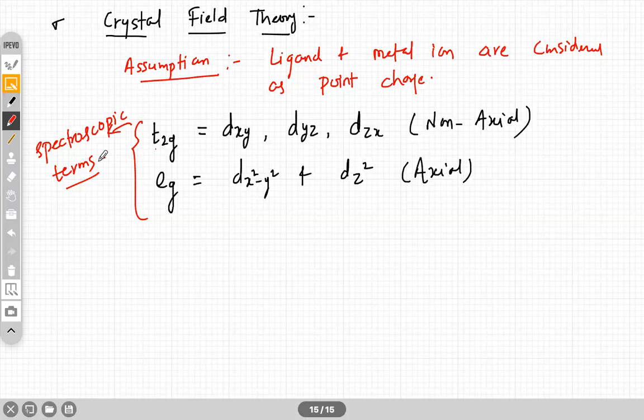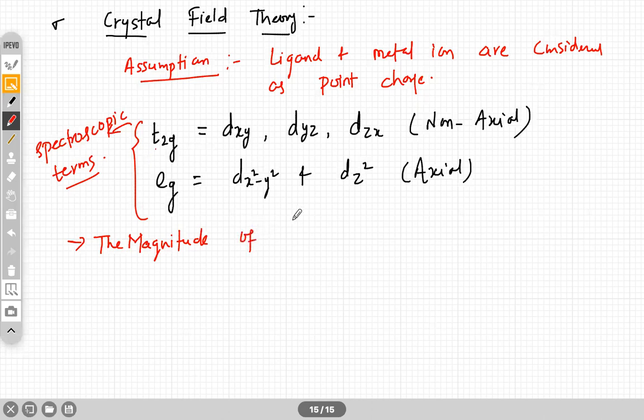There are certain factors which affect the splitting of orbitals, like the position of the transition metal, the oxidation state, and other things. How splitting takes place in different complexes, whether octahedral, square pyramidal, or tetrahedral, we'll discuss a bit later. First, we'll see what the factors are which affect the splitting of orbitals. Write down the next line: the magnitude of splitting depends on the following factors.